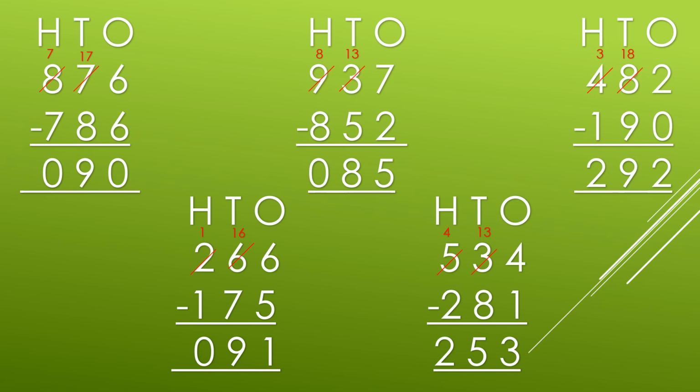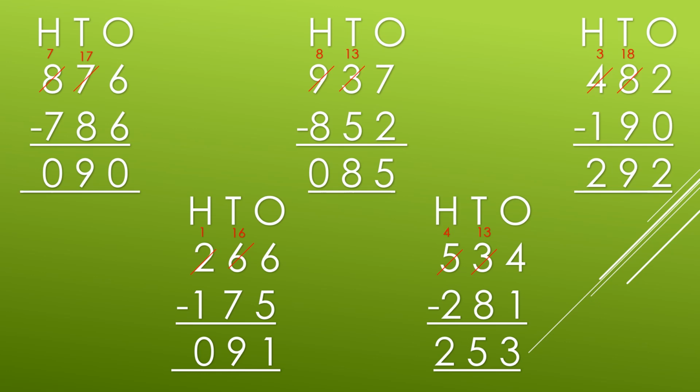Next, 266 minus 175. 6 minus 5 is equal to 1. Now, we cannot subtract 7 from 6, so we will borrow. 2 becomes 1 and 6 becomes 16. 16 minus 7 is equal to 9 and 1 minus 1 is equal to 0. Next example is 534 minus 281. 4 minus 1 is equal to 3.